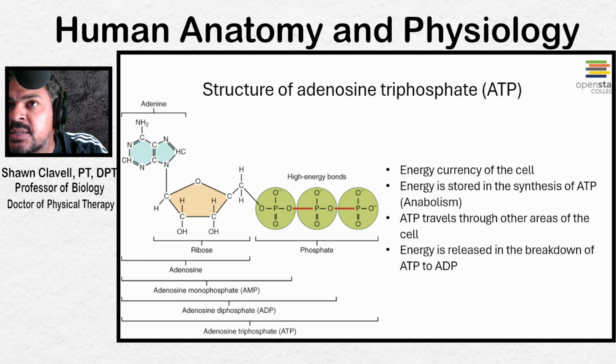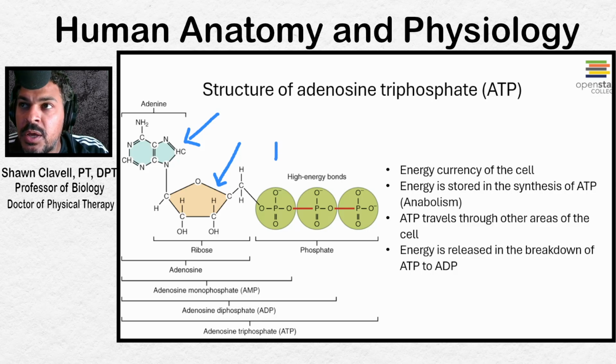The first is what you can see here, the nitrogenous base. So there's a base that contains nitrogen. There's a pentose sugar. This is a sugar that has a five-sided shape. And then here are the one, two, three phosphate groups in which we contain the high energy bonds.